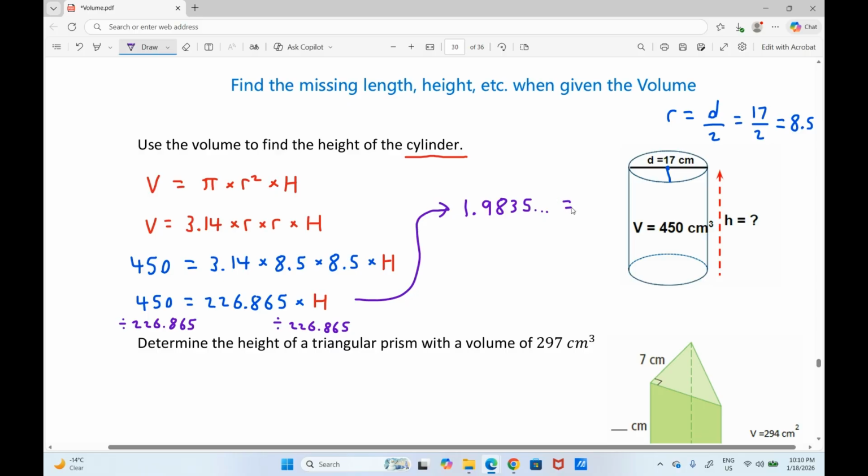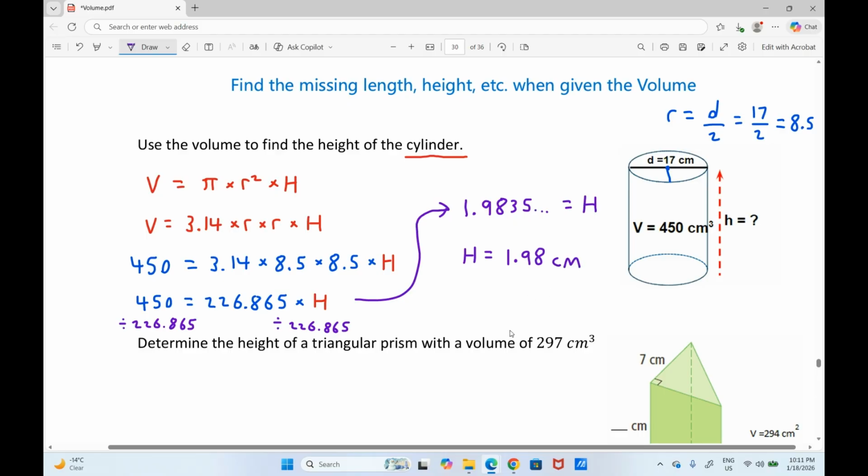And now on this side, since any number divided by itself, aside from 0, is just going to be equal to 1, I'm just left with 1h, which is simply h. Because of that, if I decide to round this to, let's say, the nearest hundredth, I would say my h, my height, is going to be equal to 1.98 centimeters. And that's going to be my height.